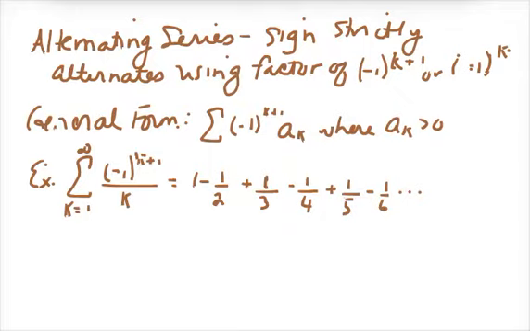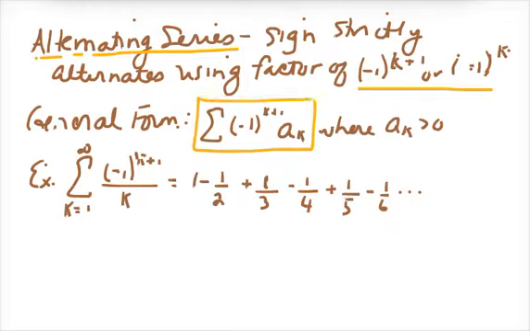And now we're expanding our understanding and our work with series to an alternating series, and that's when your sign strictly alternates using a factor of either -1 to the k plus 1 or -1 to the k. So here's the general form that you will find an alternating series in, and we'll look at many examples. I want to start by looking at something that looks like the harmonic series, but it has an alternating term. This term in the numerator makes it an alternating harmonic series.